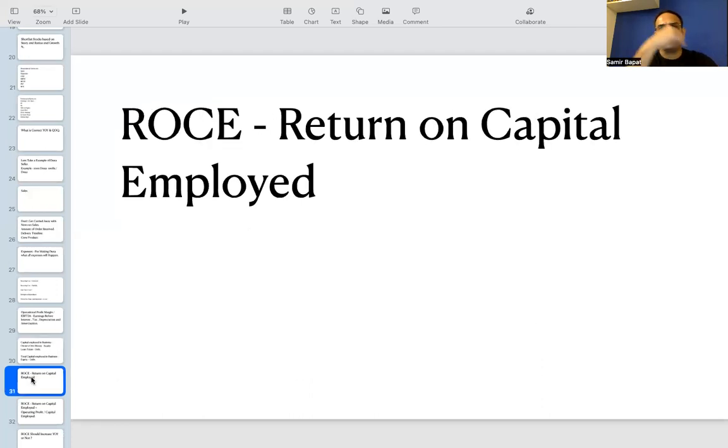Now, ROCE is a ratio. Why is this ratio used? Because you have to compare between industries, industry to industry. If you want to compare between 5 industries, then you need ratios. So ROCE is a ratio. It is return on capital employed.